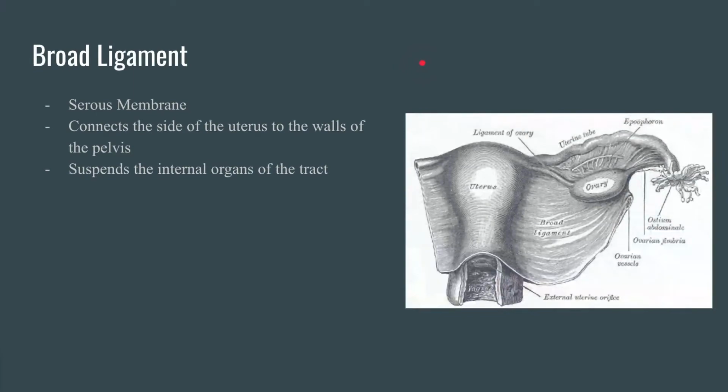Next up, you have the broad ligament, which is made of serous membrane. It connects the side of the uterus to the walls of the pelvis. It suspends the internal organs of the tract.